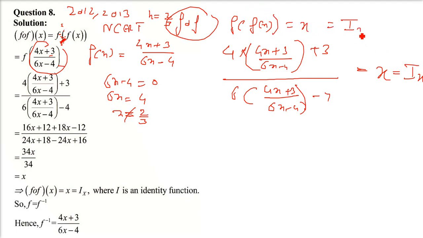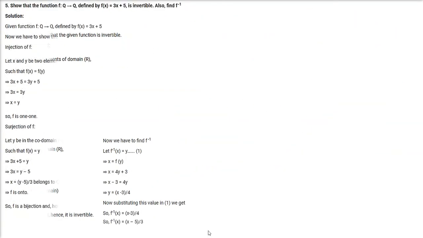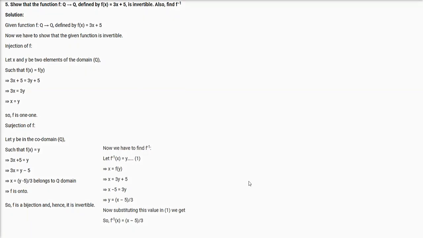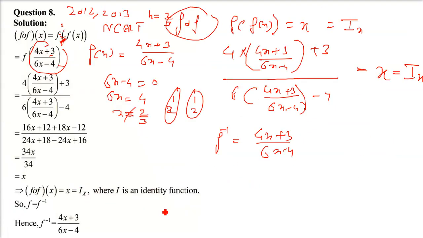What does it mean? It is the identity only. So when it is identity, that means f is one-one and onto, and if you take the inverse also, the same thing is going to come. So f inverse will be 4x plus 3 by 6x minus 4. F and f inverse will be same. As I told you how to find the inverse, you can also do it by this method, as in the earlier two questions. But since it is identity, the examiner will understand that the same thing is going to come.